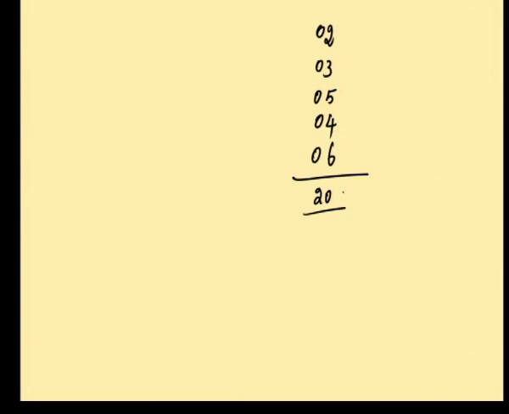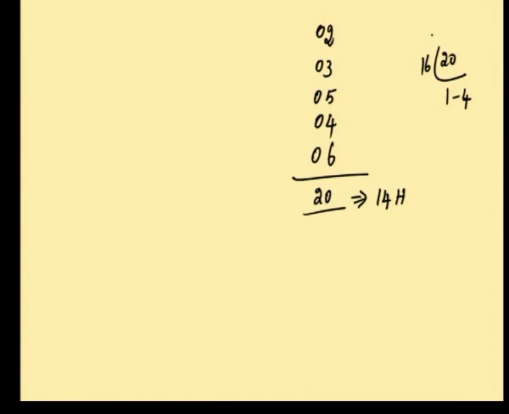So we cannot give this as an answer because 20 is a decimal number. It should be converted into a hexadecimal number. So 20 divided by 16 gives 1, remainder 4. So the expected answer is 14H.